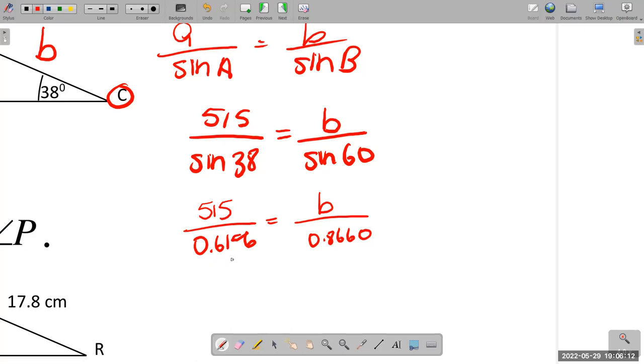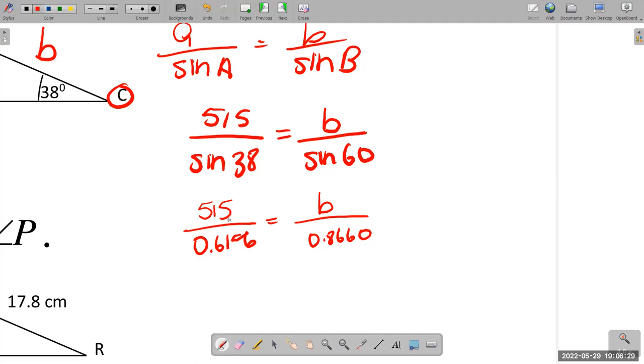So that's it. Next, find sine 60. If you're not getting these digits, guys, you gotta reset your calculator. I got 0.8660. So we're good to go from here. All right, what do we do next?